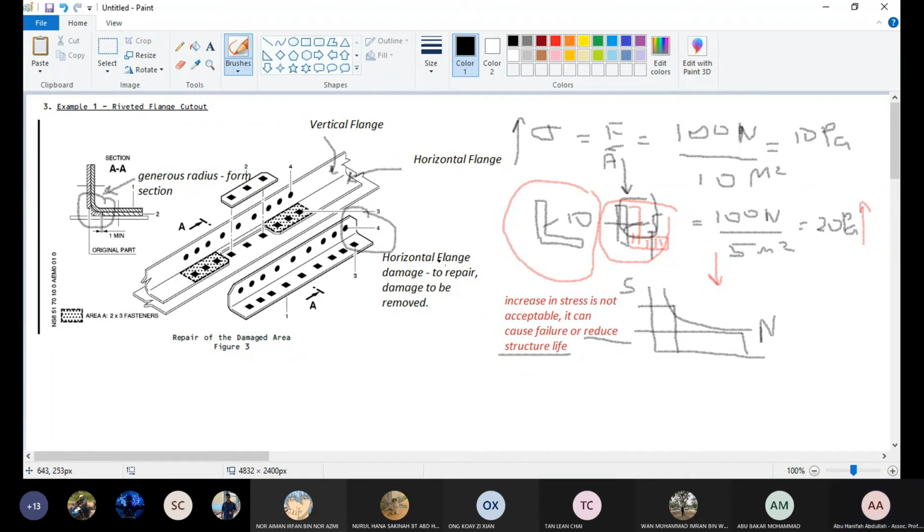Okay, any questions so far? So it means that after we cut the damaged part, we need to overlap the new flange. Okay, sir. Yes. Because, it is like, just imagine here.